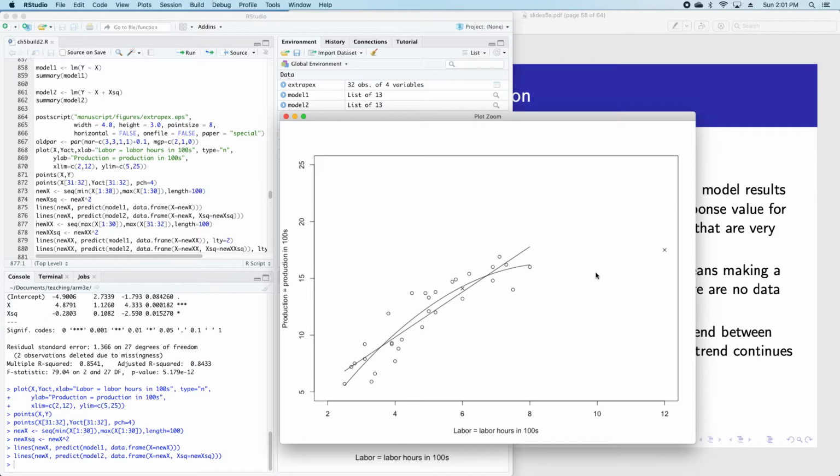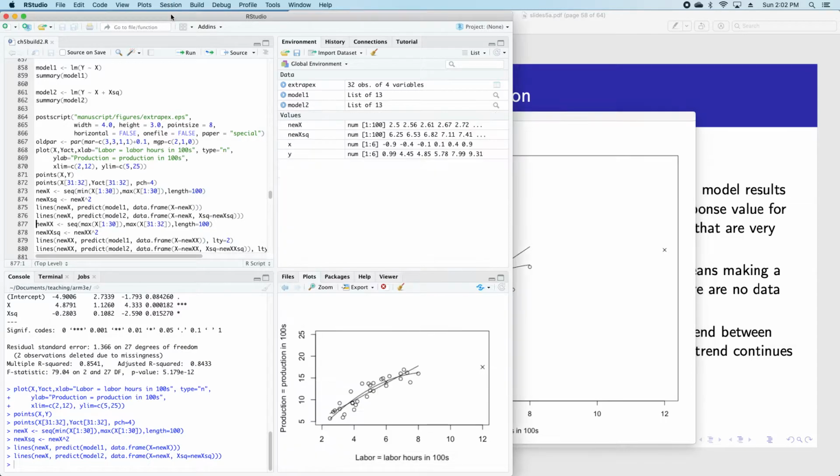And so this is what I mean by extrapolation. If I was to use either of these two models to predict this point over here, I would be extrapolating my model beyond where we have any data to support our conclusions. And that can get you into trouble. And it's quite dramatic what happens here.